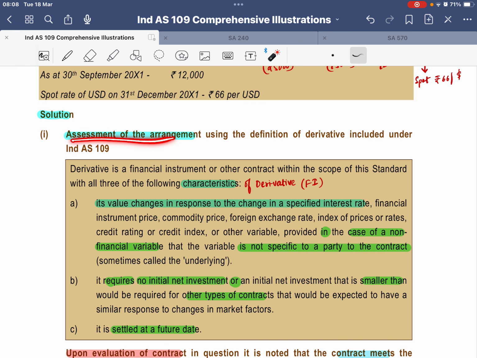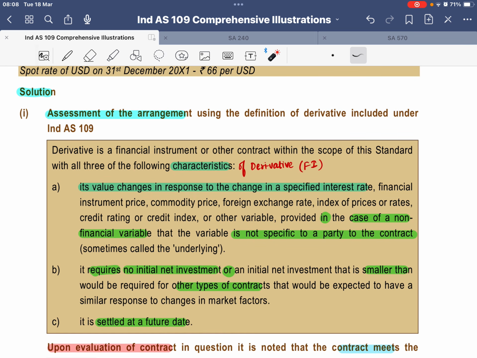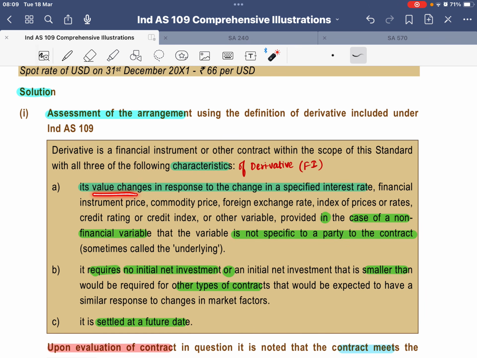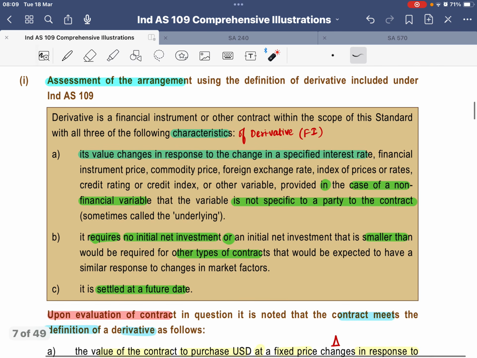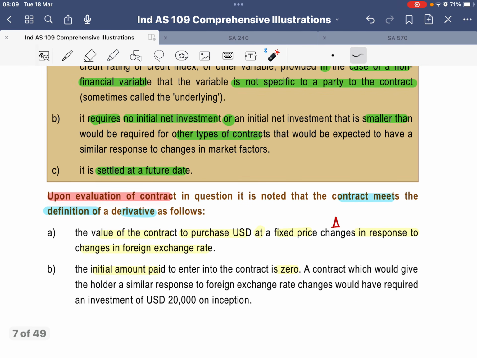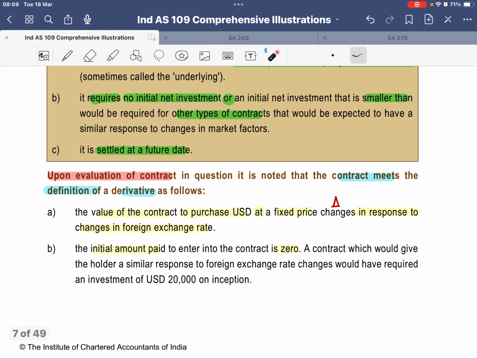Solution. Assessment of arrangement. Characteristics of a derivative financial instrument: its value changes in response to a change in a specified interest rate. In case of a non-financial variable, it is not specific to a party to the contract. It requires no initial investment or a smaller one than other types of contracts, and is settled at a future date. Upon evaluation, the contract meets the definition of a derivative. The value of a contract to purchase USD at a fixed price changes in response to changes in the foreign exchange rate.